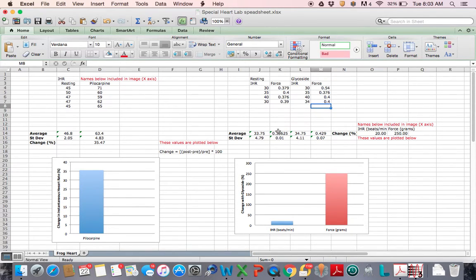So now you've got before and after your exposure to glycoside, and you can use that to calculate your percent change. And then you can type that in here. So in this case, your percent change would be your post exposure to glycoside, so 0.429, and your pre would be 0.386, over your pre times 100, and then that will give you your percent change. So I hope that helps sort out some of the questions that you guys have.